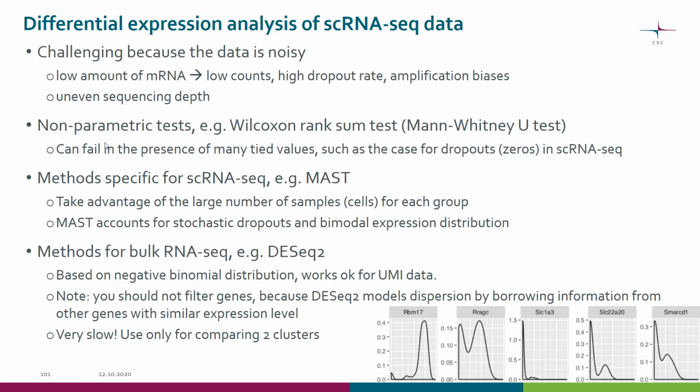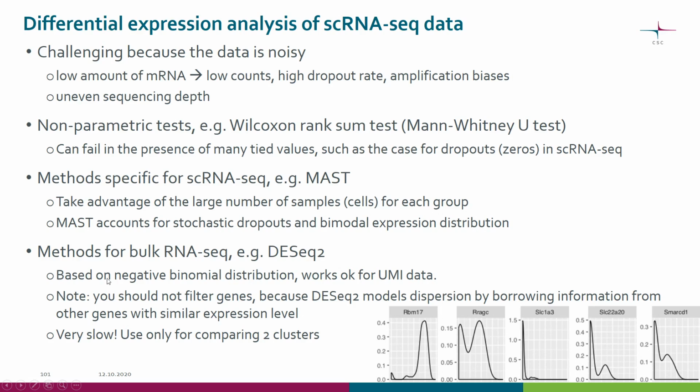So finding marker genes is challenging because the single-cell RNA-seq data is noisy. The starting material is very low, hence we get low counts. We also get high dropout rates, so there are many genes that are expressed, but we don't detect the expression. And there are also amplification biases and uneven sequencing depth.